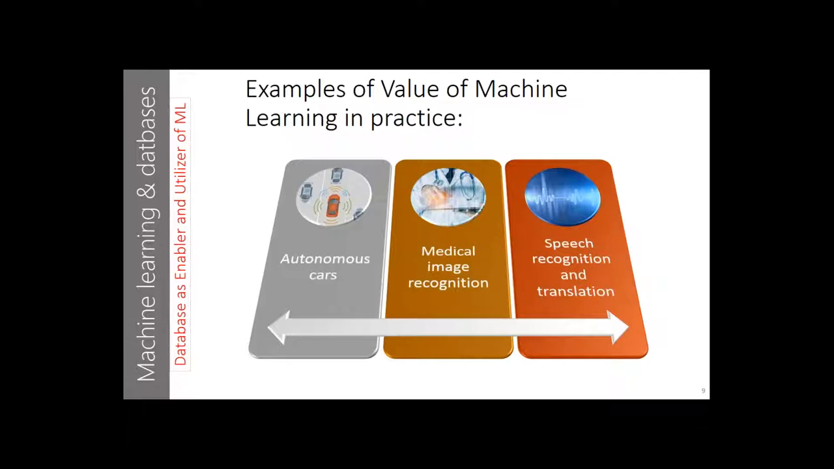But if we can handle that, then the application domain expands quite a bit. I have highlighted some examples here which I have been personally involved with. Autonomous cars, there is a very well-equipped lab in Sophia University in Japan, and I'm dealing with the head of that particular lab in terms of autonomous cars. Medical image recognition happening in Florida in particular. I am part of University of South Florida, where that particular research is going on. And then speech recognition and translation. So these are the various ways in which we can apply an intelligent database in practice. Next one, please.